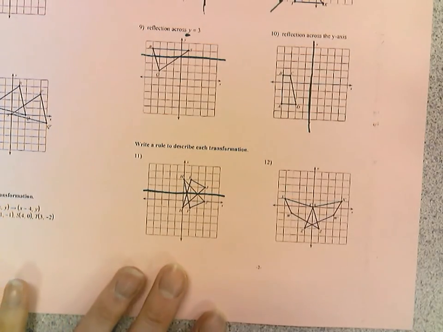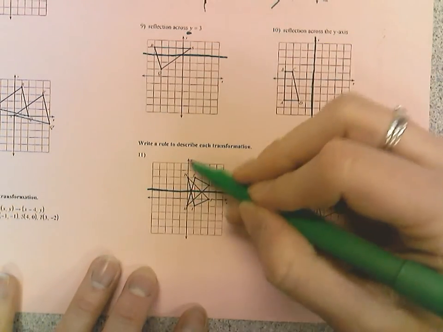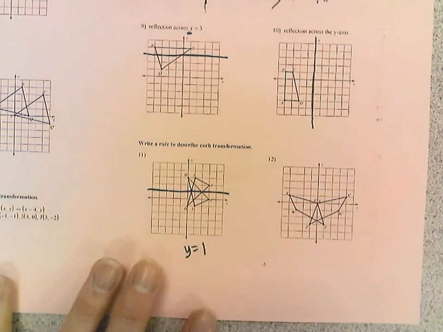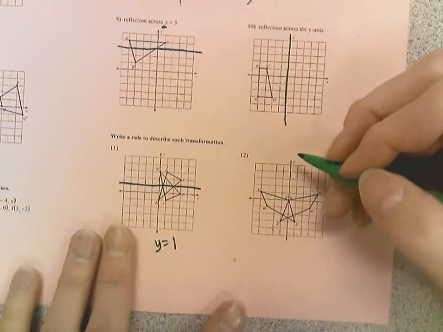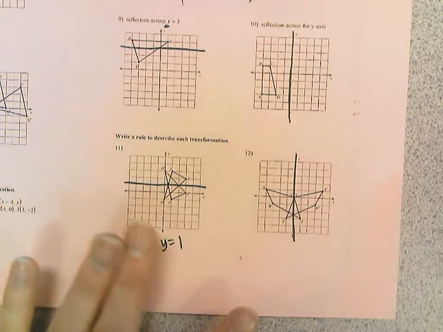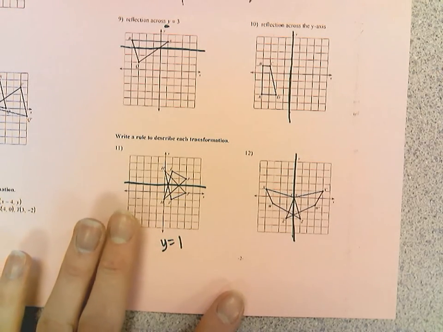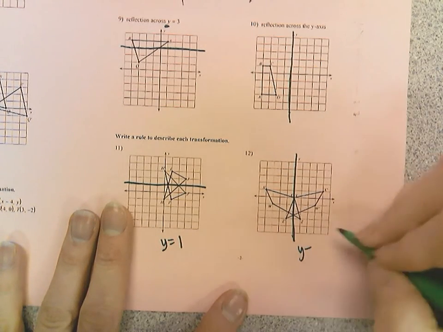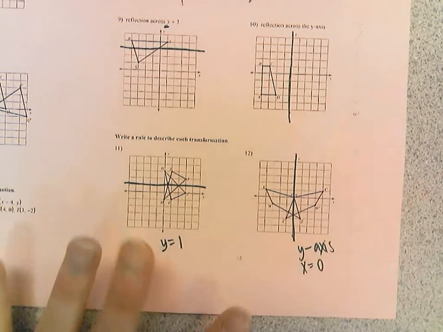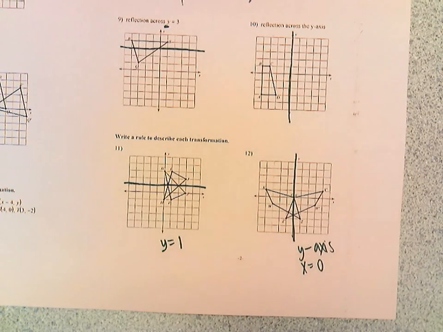And then you have to tell me what the equation is. The equation for this line, it's only touching the y-axis, so it's y equals, and it's up 1, so y equals positive 1. And then on 12, this one is straight down the middle. It almost looks like a bird. So here is the equation of that mirror line. It could be either equation, the y-axis, or x equals 0. Okay, and that's how you do reflections.